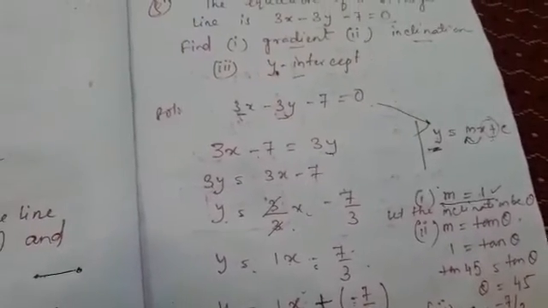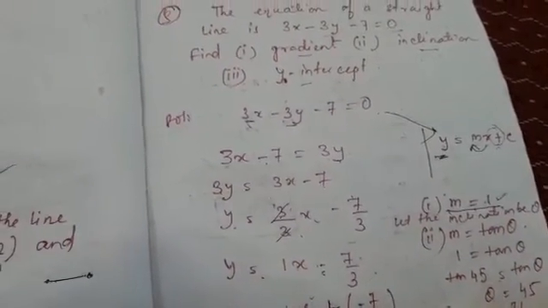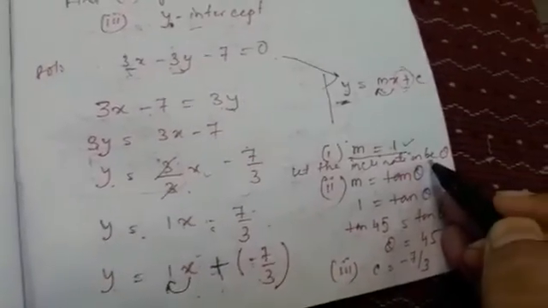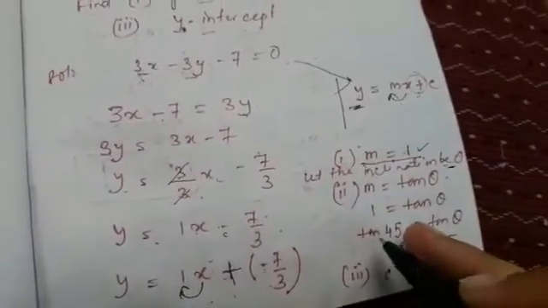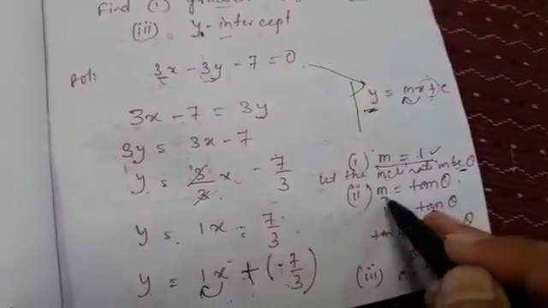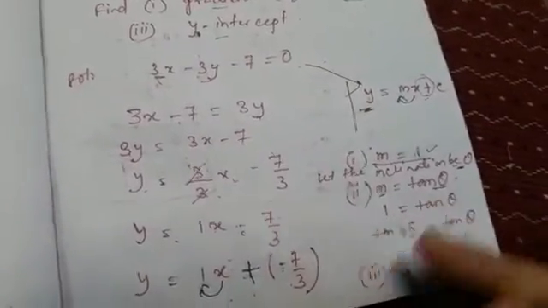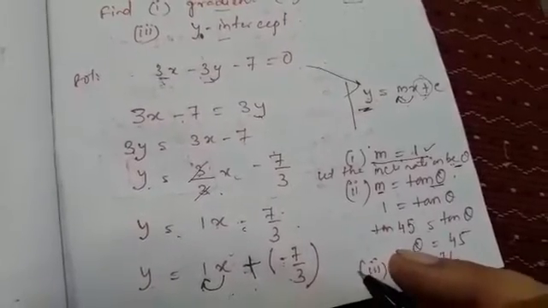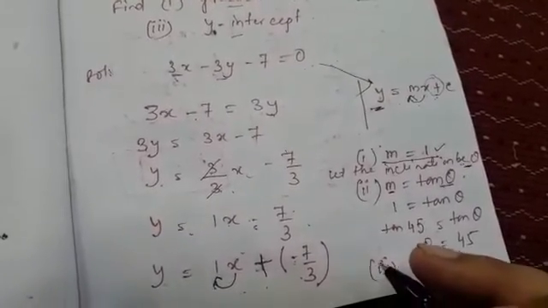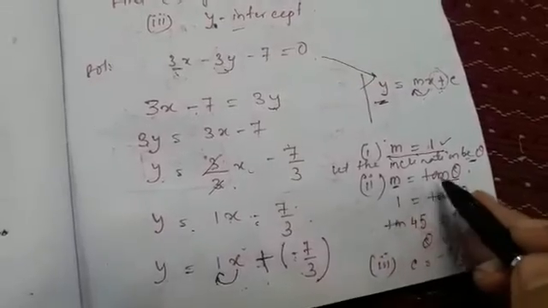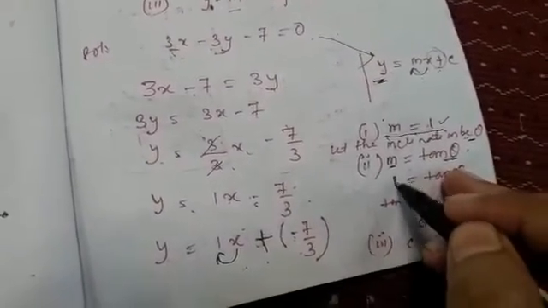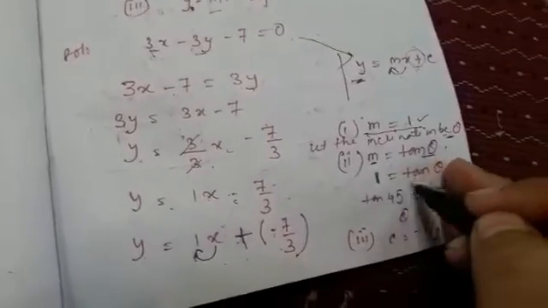Now they are asking you to calculate the inclination. So let the angle of inclination be theta. Now we know again m, that is slope, is equal to tan theta. Another formula of slope is tan theta when inclination or angle is given, right? So m equal to tan theta is the formula. Now m is 1, we have already calculated, put here, is equal to tan theta.